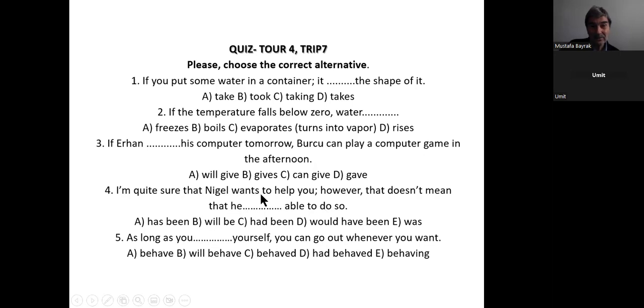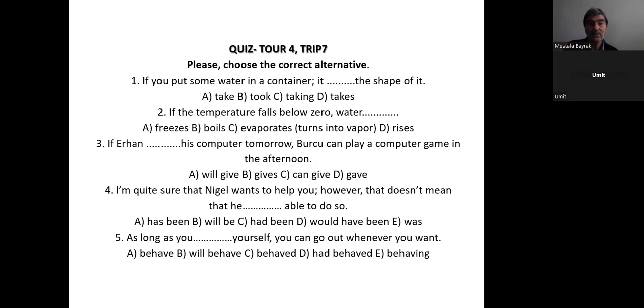I'm quite sure that Nigel wants to help you. Okay, Nigel is always ready to help you. Quite sure Nigel wants to help you. However, that doesn't mean that he will be. Yeah, he will be able to do so. Maybe he won't be able to do it, but he always wants to help you. Know this reality.